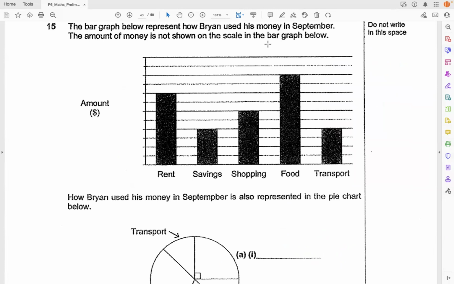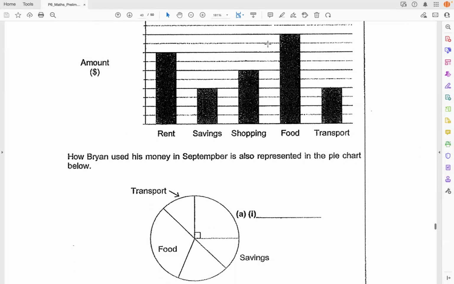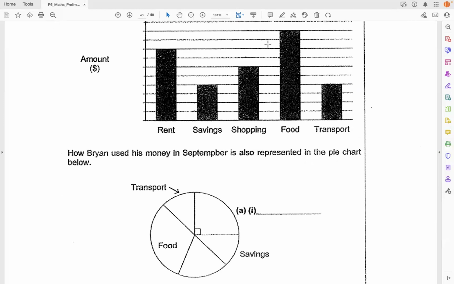The bar graph below represents how Brian used his money in September. The amount of money is not shown on the scale in the bar graph below. Let's move this up a little bit so we can fill this up. How Brian used his money in September is also represented in the pie chart below. Your job is to label the pie chart by writing shopping and rent in the blanks above.